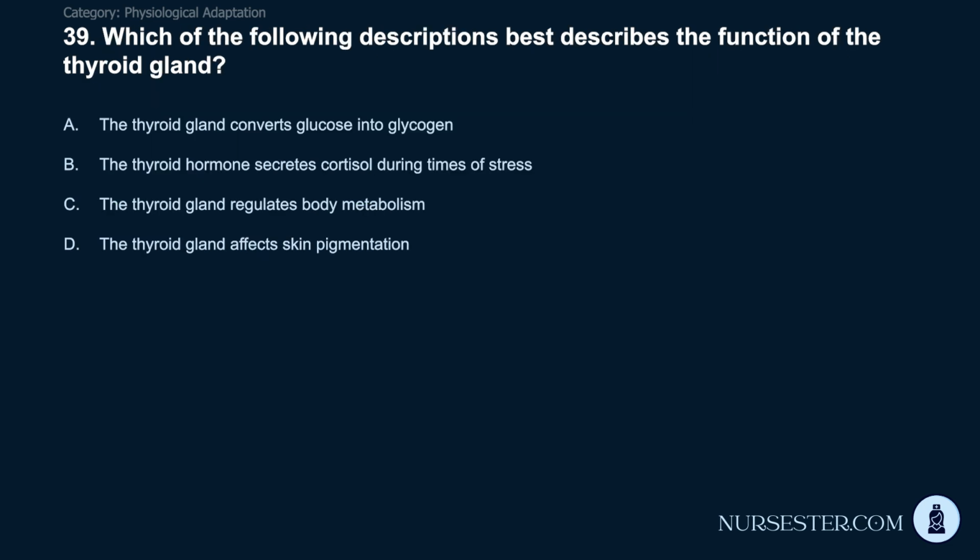39. Which of the following descriptions best describes the function of the thyroid gland? A. The thyroid gland converts glucose into glycogen. B. The thyroid hormone secretes cortisol during times of stress. C. The thyroid gland regulates body metabolism. D. The thyroid gland affects skin pigmentation. Correct answer: C. The thyroid gland regulates body metabolism.